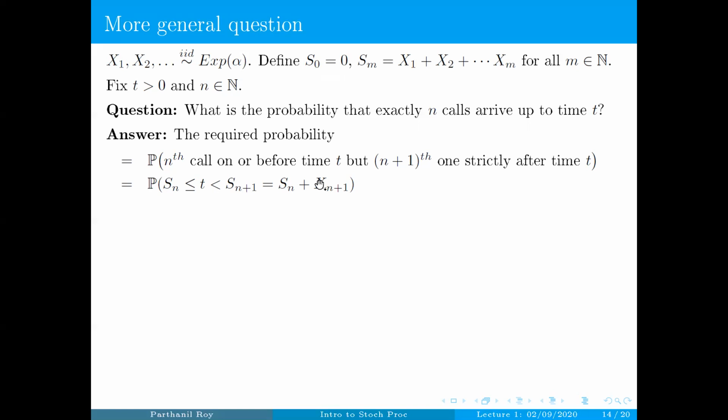So we are going to follow the exact same kind of steps. So we'll write it like this. We'll say this is the same as the probability of Sn less than or equal to t, and Xn plus 1 is bigger than t minus Sn.